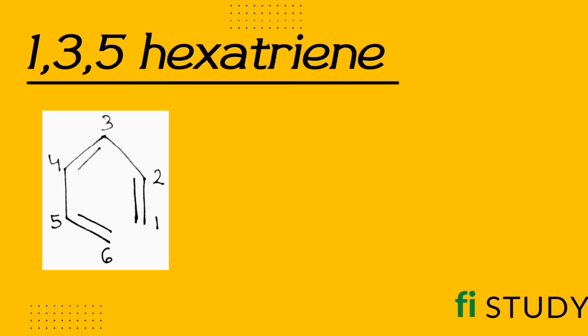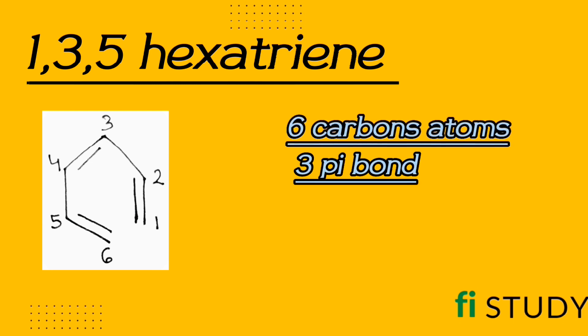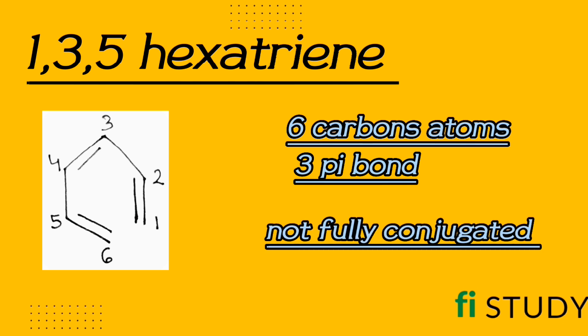Let's take an example of 1,3,5-hexatriene. It has 6 carbon atoms. Also it has 3 pi bonds, but it is not considered aromatic because it is not cyclic and not fully conjugated in a ring.